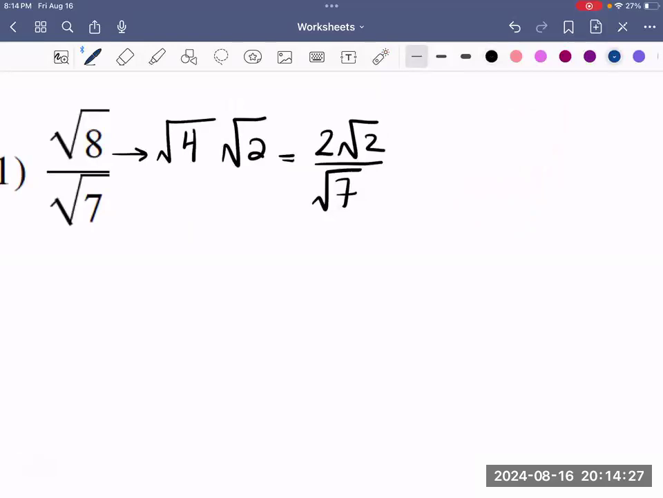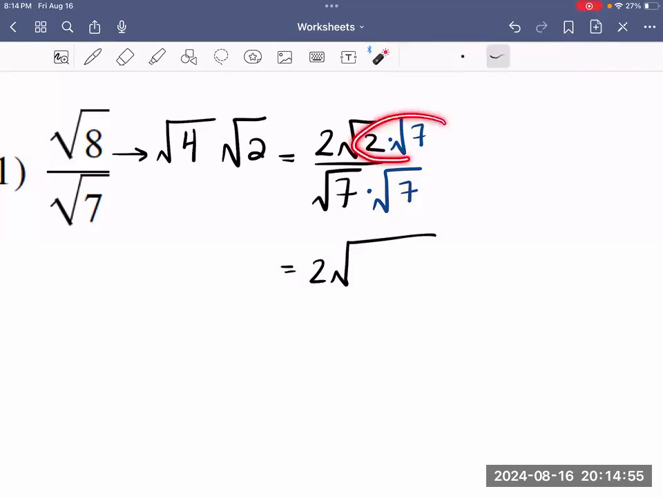To rationalize means to simplify the denominator. So in order to get the radical out of the denominator, we're going to multiply by itself. The easiest way to get it out is to multiply by itself. You can certainly multiply by other numbers to make a perfect square, but sometimes that can be a little bit tricky if we're not sure what number would be perfect. So we have 2 root, and then 2 times 7 under the square root will give us 14.